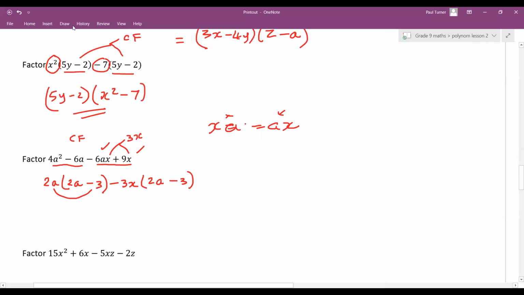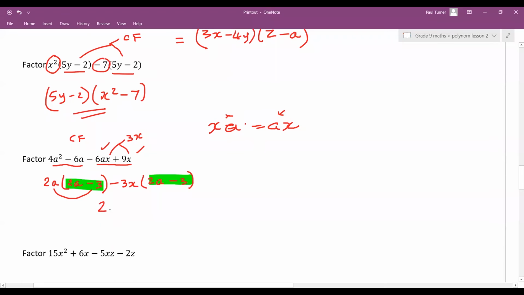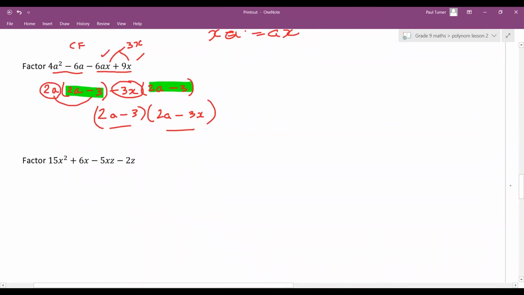And then minus 3x times 2a is minus 6ax. So now you've got your common factor, which is 2a minus 3. And then we write that term in the front, 2a minus 3. And then we write down the remaining part, 2a minus 3x. Like that. Okay, and they're your 2 factors there. All right. I'll leave a bit of time for you to copy that if you're writing it down.